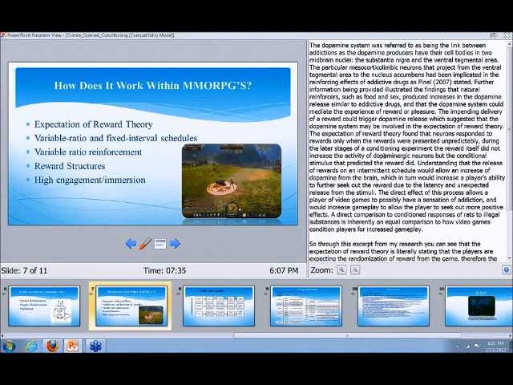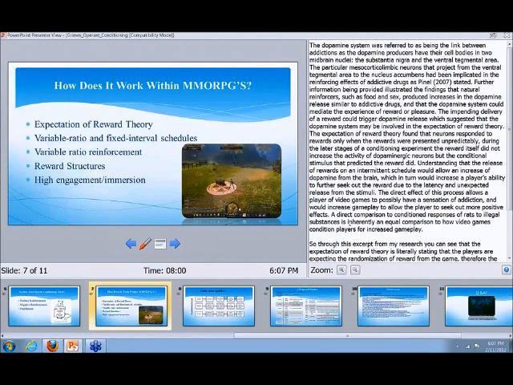Understanding that the release of rewards on an intermittent schedule would allow an increase of dopamine in the brain, which in turn would increase a player's ability to further seek out the reward due to the latency and unexpected release from the stimuli. The direct effect of this process allows a player of video games to possibly have a sensation of addiction, and would increase gameplay to allow the player to seek out more positive effects.